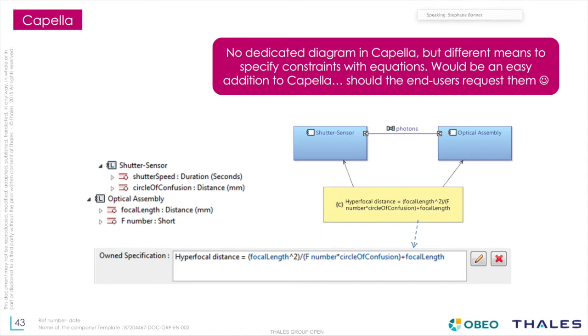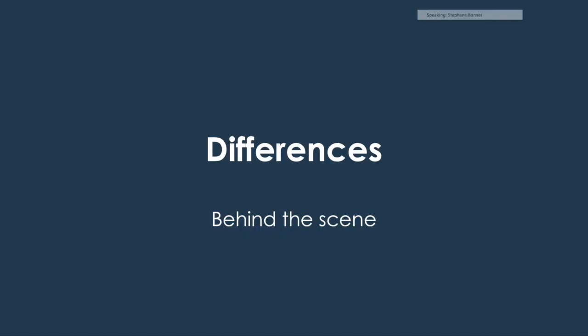Parametric diagram would be an easy addition to Capella if our end users were requesting them, which hasn't been the case so far. So I illustrated on this diagram the simple use of a constraint to input a formula, knowing that in this formula, Capella provides a means to have a real reference towards the property, and it's not just something that is textual. What we cannot do here is to chain the different constraints or the different equations in a bigger diagram. So once again, that could be developed if ever it was needed. Now, I will talk about the differences.